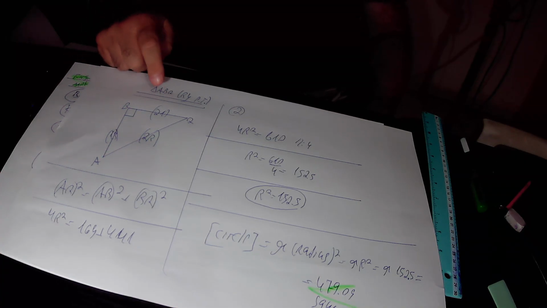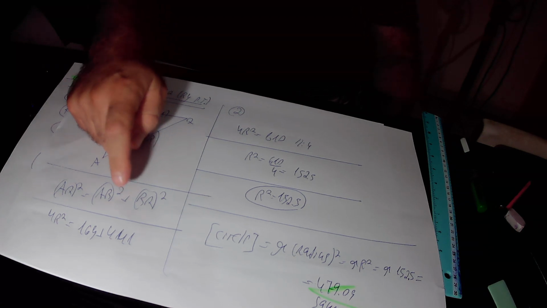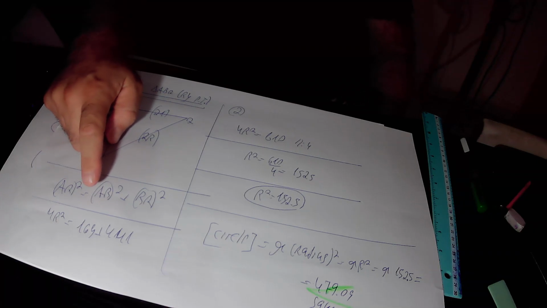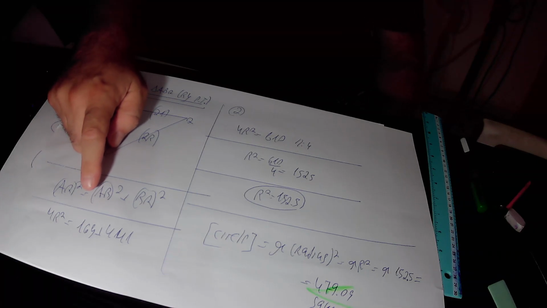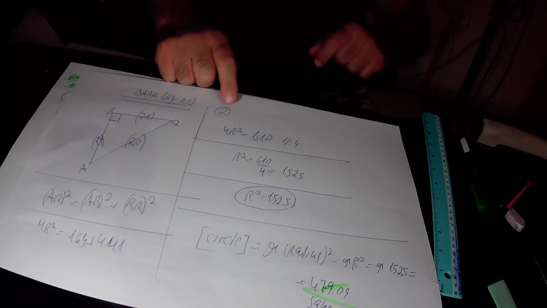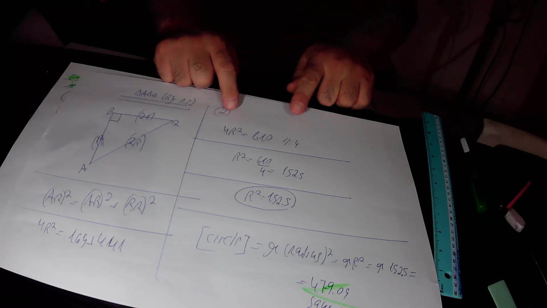BQ is 21, therefore BQ squared is 21 squared, that is 441. So in total, we found out that 4r squared equals 169 plus 441. 169 plus 441 is 610. So 4r squared equals 610. Here we divided this equation by 4 and finally found out that r squared equals 610 over 4.